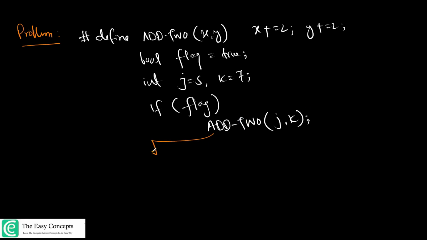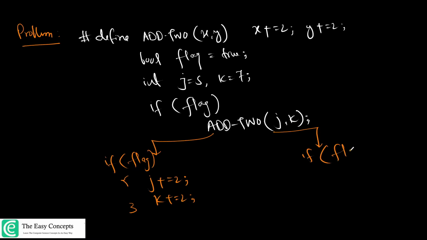There are two options actually. Let me write both for you, and then you can tell me which one is correct. If flag, so it should do j equal to j plus 2 and k equal to k plus 2, or if flag, then j plus equal to 2 and k plus equal to 2. So which one of them is correct? This one or this one? Just pause the video, think about it, and then I'm going to tell you the answer.